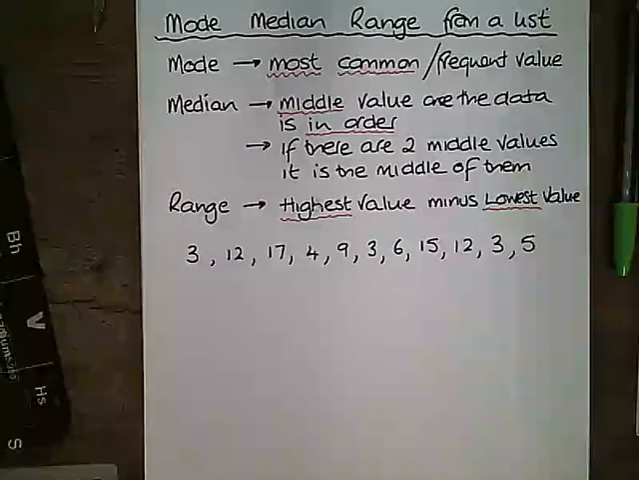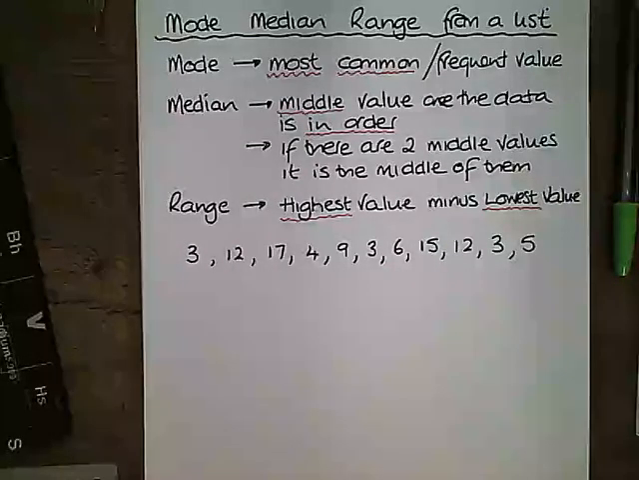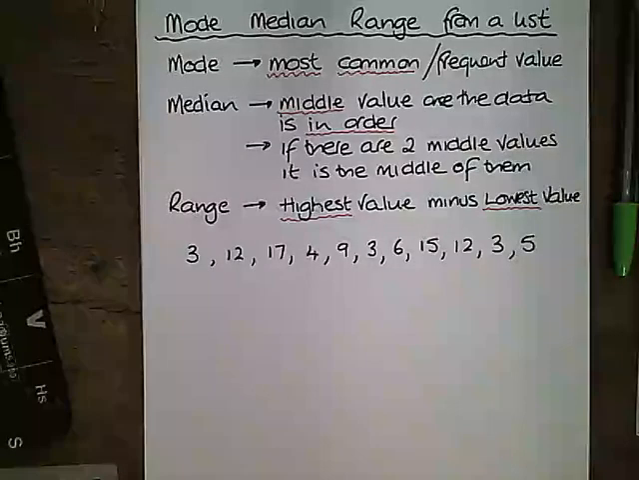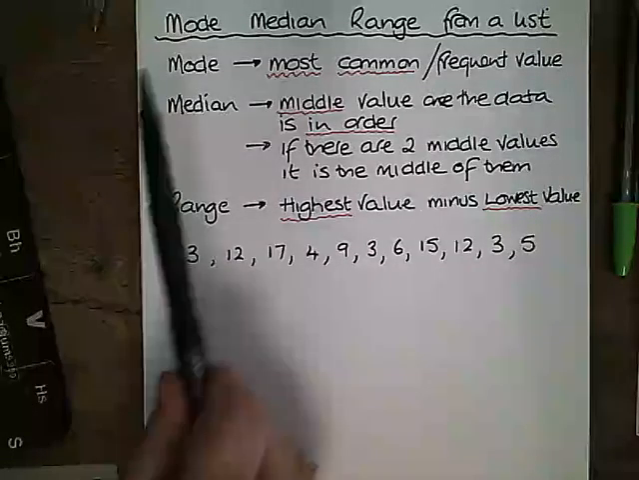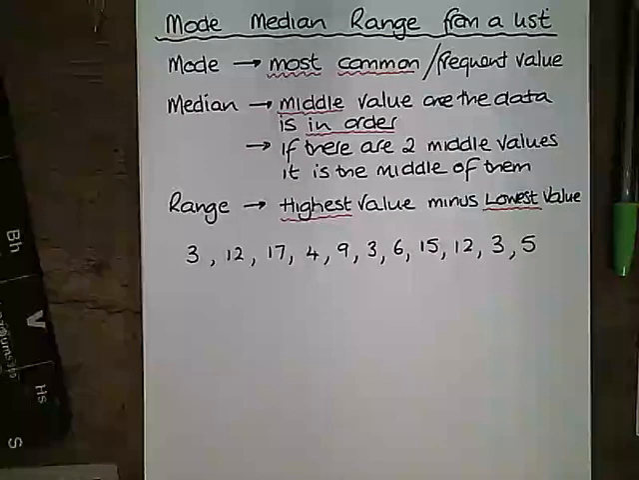So as you can see here, I have written out definitions of the mode, the median and the range, and I have a list of numbers here. So this is our data set, and the mode is the most common value or the value which appears the most times. And the way I remember it is that mode begins with MO and most also begins with MO. So that's the most common value.